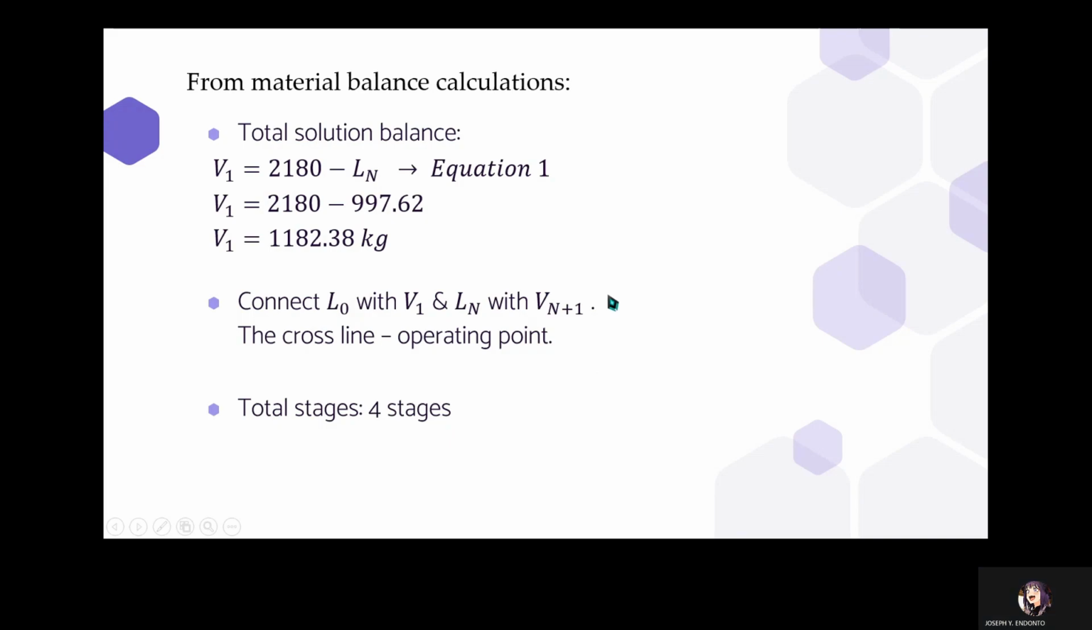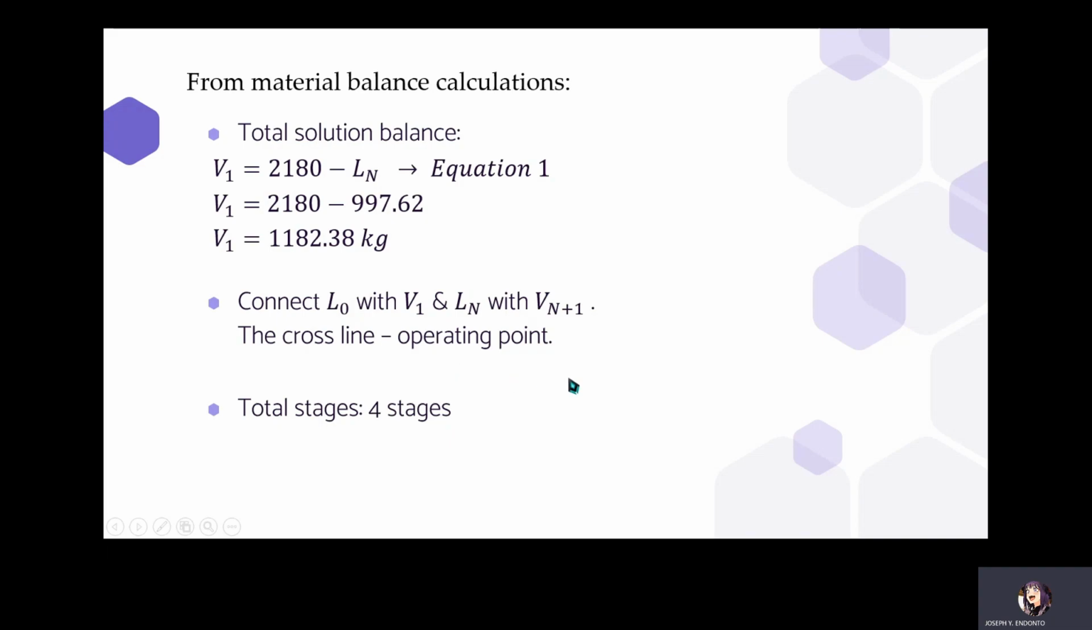And lastly, we insert the value of L sub n into equation 1, where L sub n is equal to 997.62. So V sub 1 is equal to 2180 minus 997.62. By subtracting the two values, we have arrived at the value of V sub 1, which is 1182.38 kilograms.